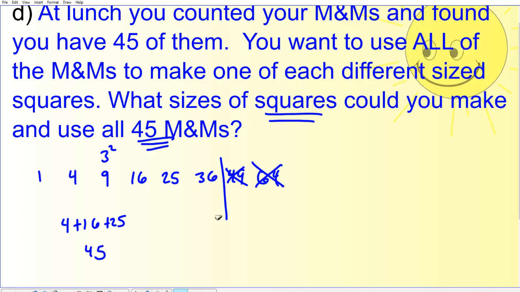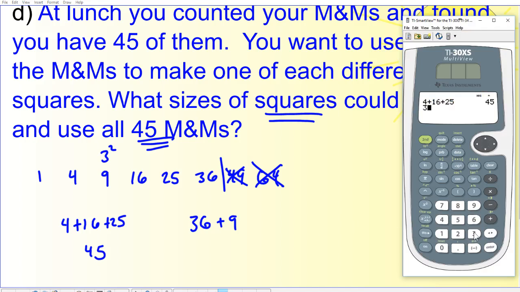Now, maybe you didn't see that. Maybe you saw a different one. There's more. The one I was actually dancing around a little bit was, what about 36 and 9? If you made a square using 36 M&Ms and a square of 9 M&Ms, 36 plus 9 is 45. And who knows, there might be more combinations of them.